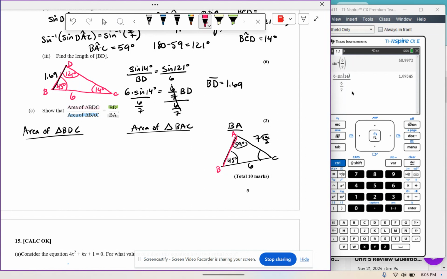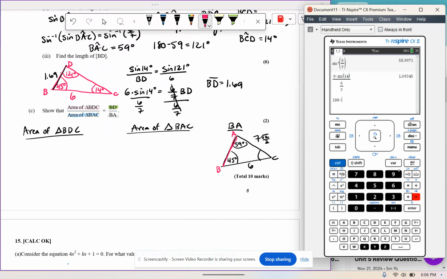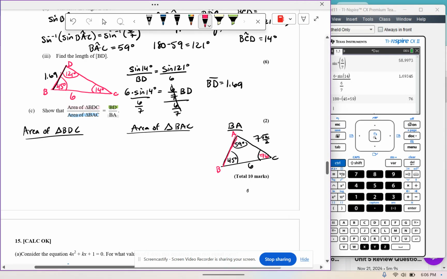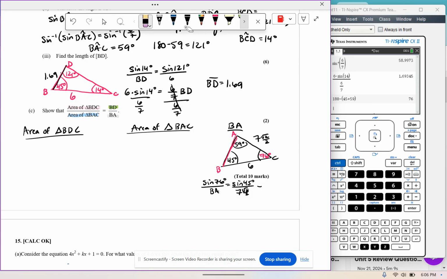So in order to find that angle there, I have the other two angles in the triangle. So I'll do 180 minus, and then in parentheses, I'll do 45 plus 59, and I'll get 76. So this guy here is 76. So I need the sine of 76, which is across from the side that we want, and that is equal to the sine of 45, which is across from 7 rad 2 over 2. Oh my gosh, I already know what the sine of 45 is. They gave it to me up there. It's rad 2 over 2. So I'm just trying to do less work if possible. I don't think that's going to work out, but I'll try.